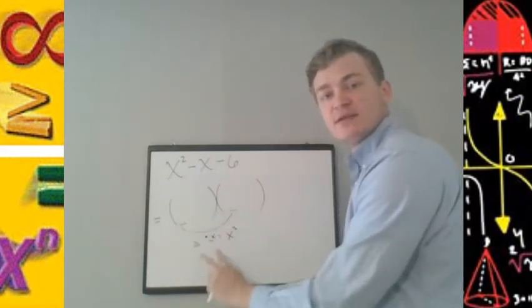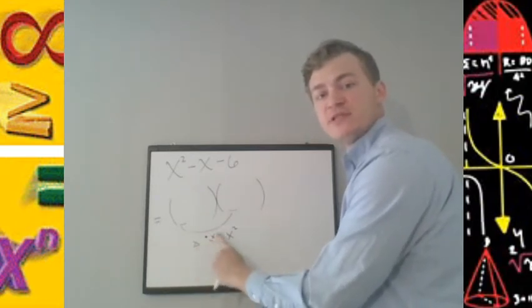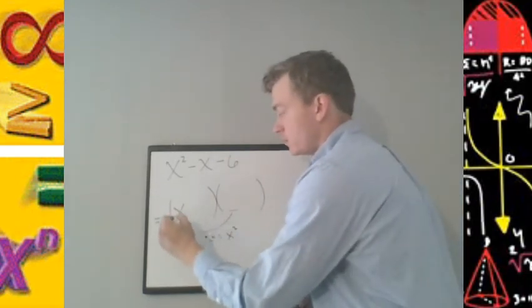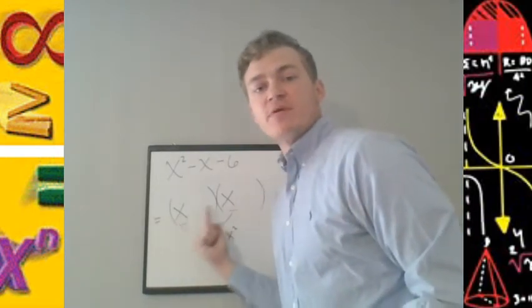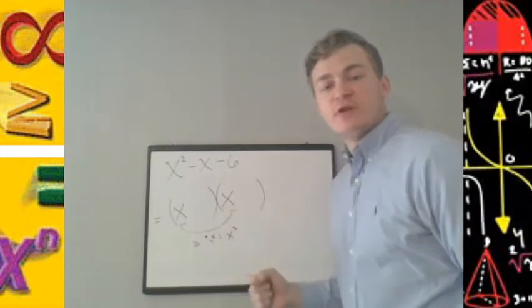X times x means we have two factors of x. Factors mean multiply, so we're multiplying two x's. In other words, we can write it in the exponential form x squared. So now we know that the first term for this polynomial factor is x. The first term for this polynomial factor is x.